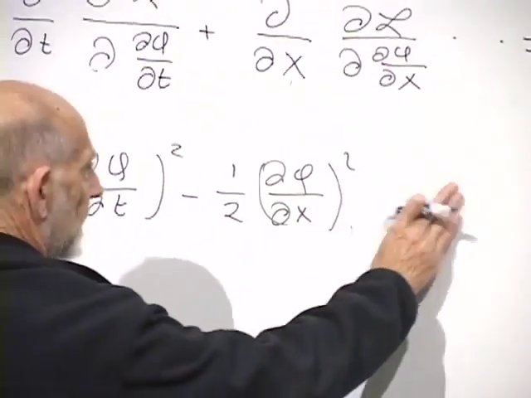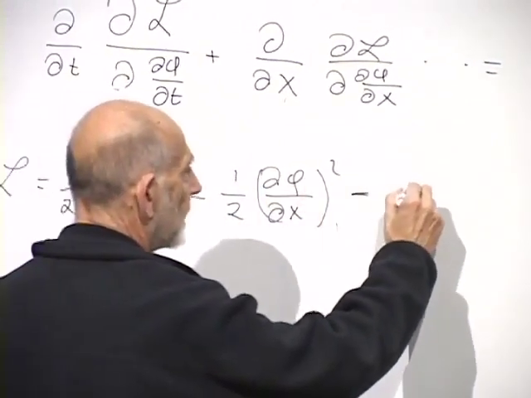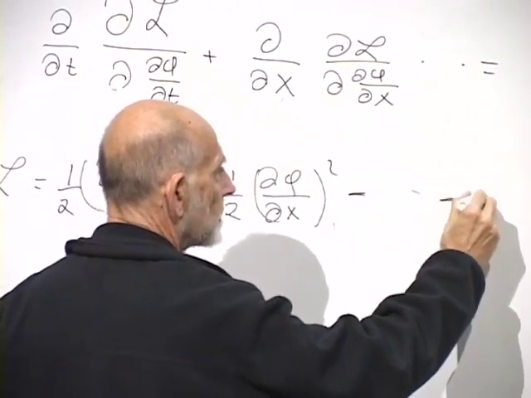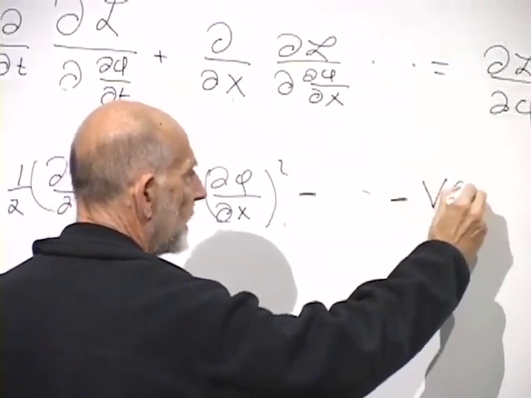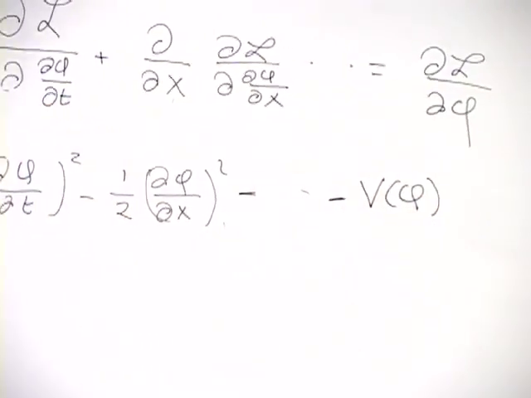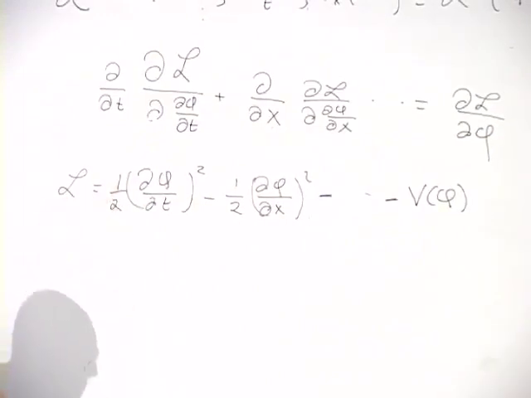Oh, that's a minus sign here, minus sign. And then finally, minus some function, and we'll call it V of phi. That's the nature of the Lagrangian of a simple scalar field. That's all there is to it, no more than that. Let's see if we can work out what the field equations are.